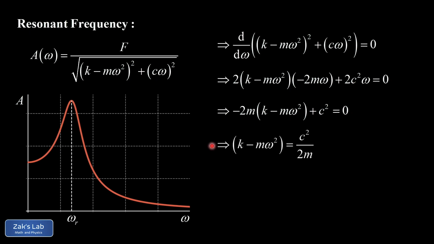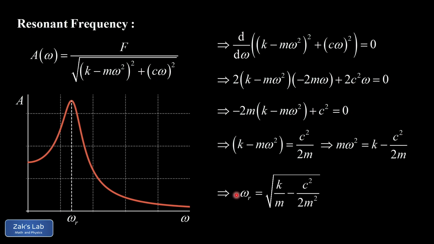Then we'll go ahead and solve for m omega squared. I just visualize that by adding it to both sides, subtracting the c squared over 2m, and then flipping the whole equation around. And we get m omega squared is equal to k minus c squared over 2m. Now we can quickly divide both sides by m and then square root the result. And we arrive at this expression for the resonant frequency of this oscillator.